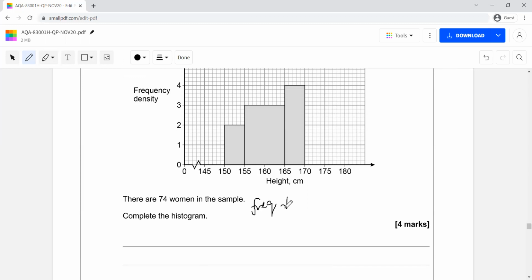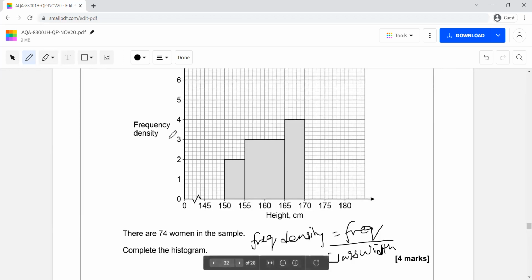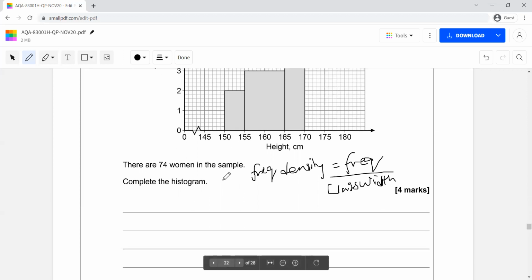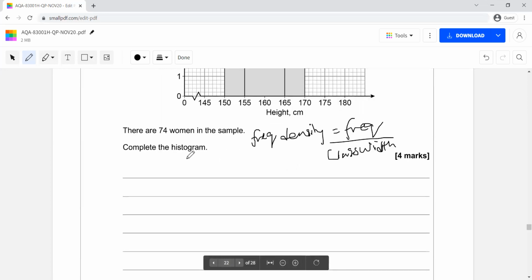Okay, the frequency density is given by frequency over class width, right? Frequency over class width. So in this case, we are given the frequency density and the class width, right? Because we're given the heights. So we know the difference between each interval of heights from the x-axis. Okay, so there are 74 women in the sample.